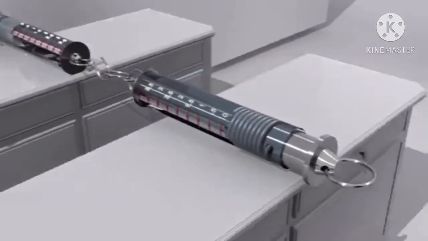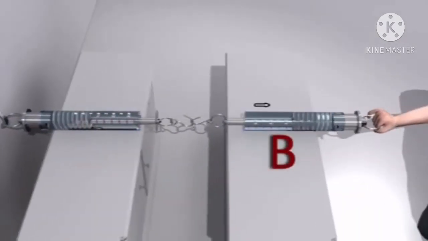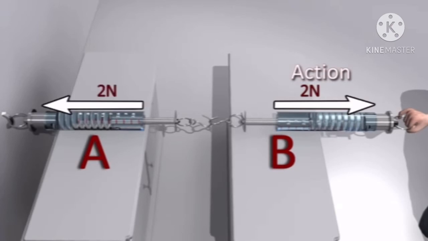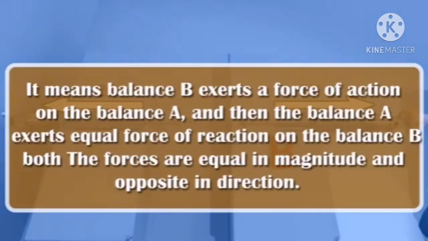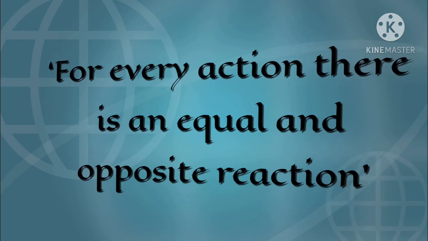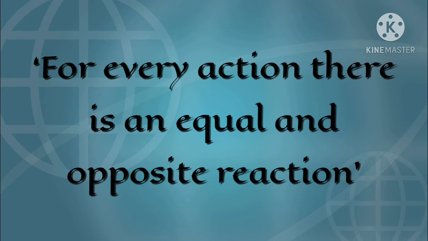This is because when we pull the balance B, it exerts a force of 2 Newton on the balance A. The balance A pulls the balance B with an equal force of 2 Newton, but in the opposite direction. It means balance B exerts a force of action on the balance A, and then the balance A exerts an equal force of reaction on the balance B. Therefore, Newton's third law of motion states that for every action there is an equal and opposite reaction.